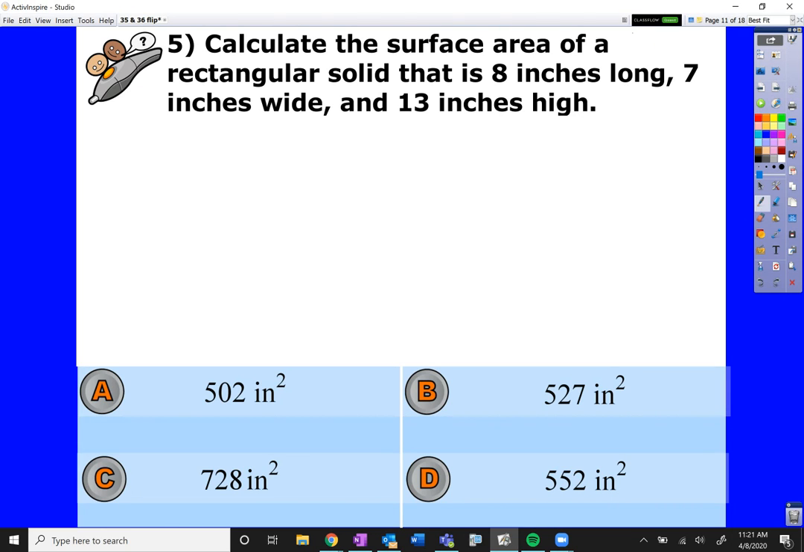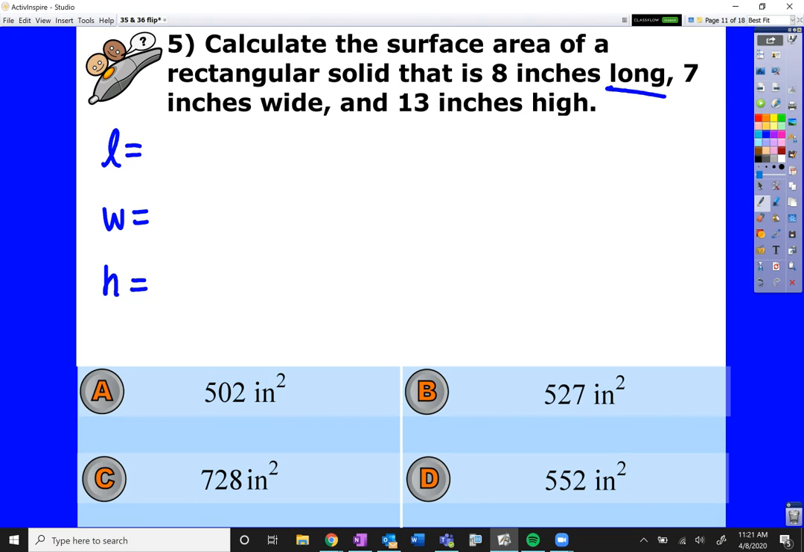Calculate the surface area of a rectangular solid that is 8 inches long, 7 inches wide, and 13 inches high. And guys, here's a perfect example. I always use the strategy where if they don't tell you the length, the width, and the height, I go with the biggest down to the smallest. But sometimes we've all seen things that are a lot taller than they are wide or a lot longer than they are tall. So whatever, just go by what the problem tells you.